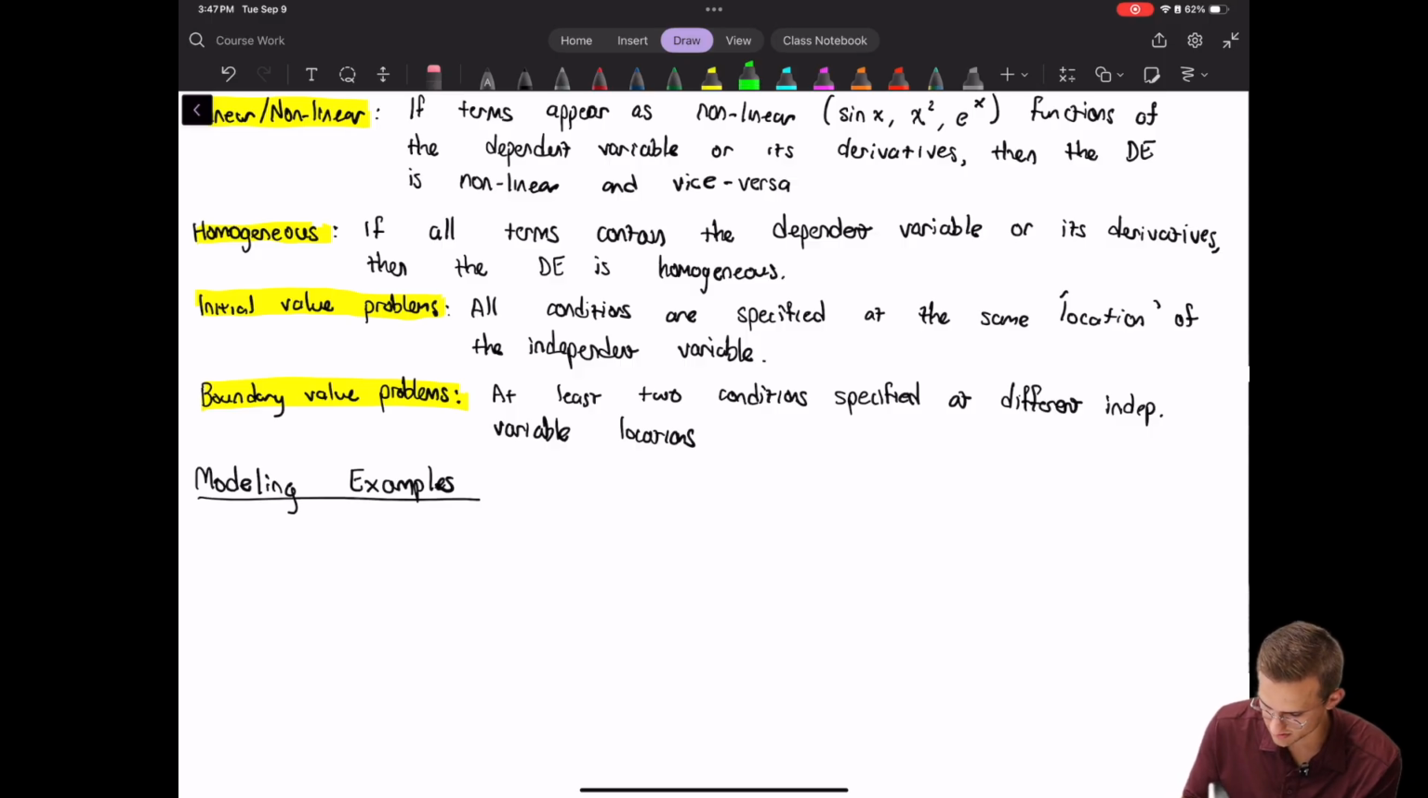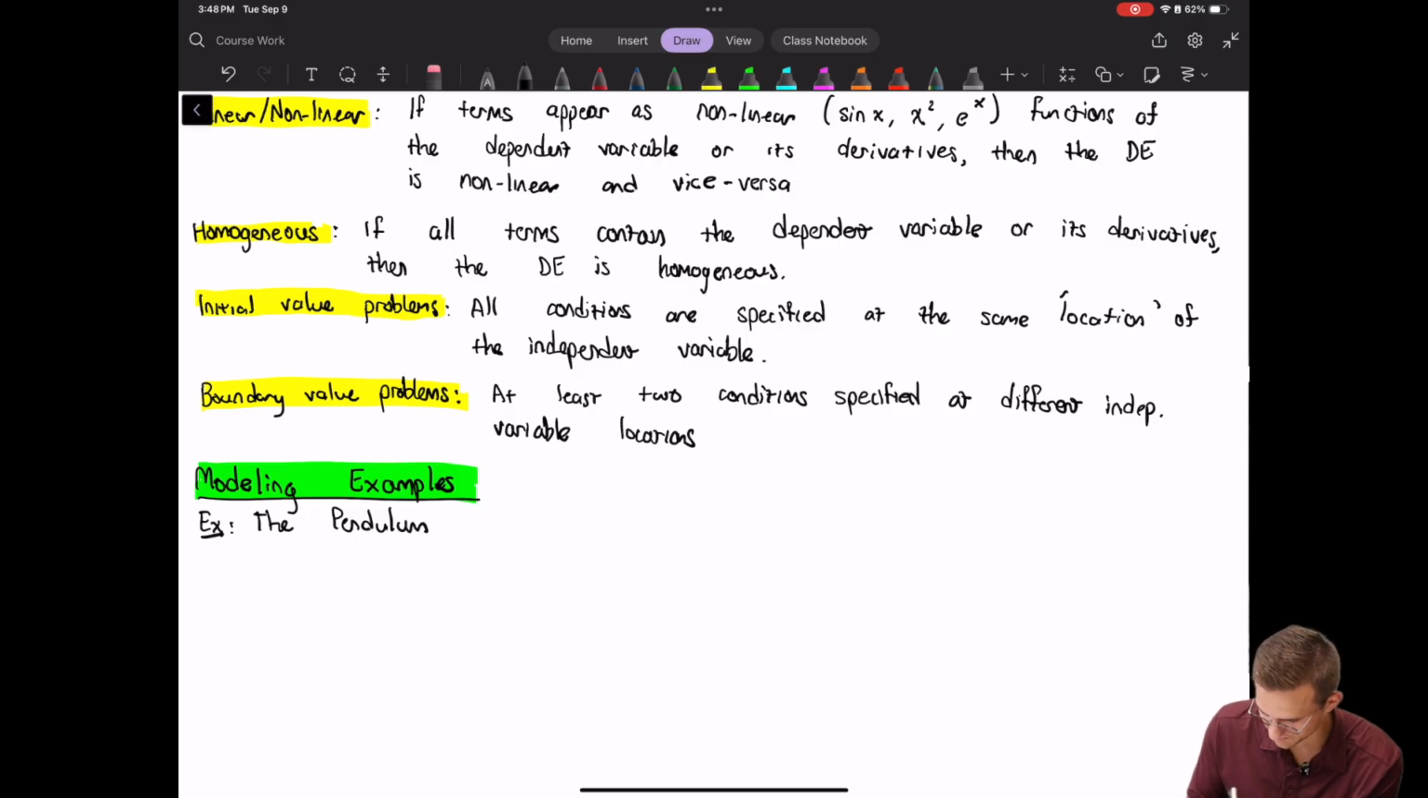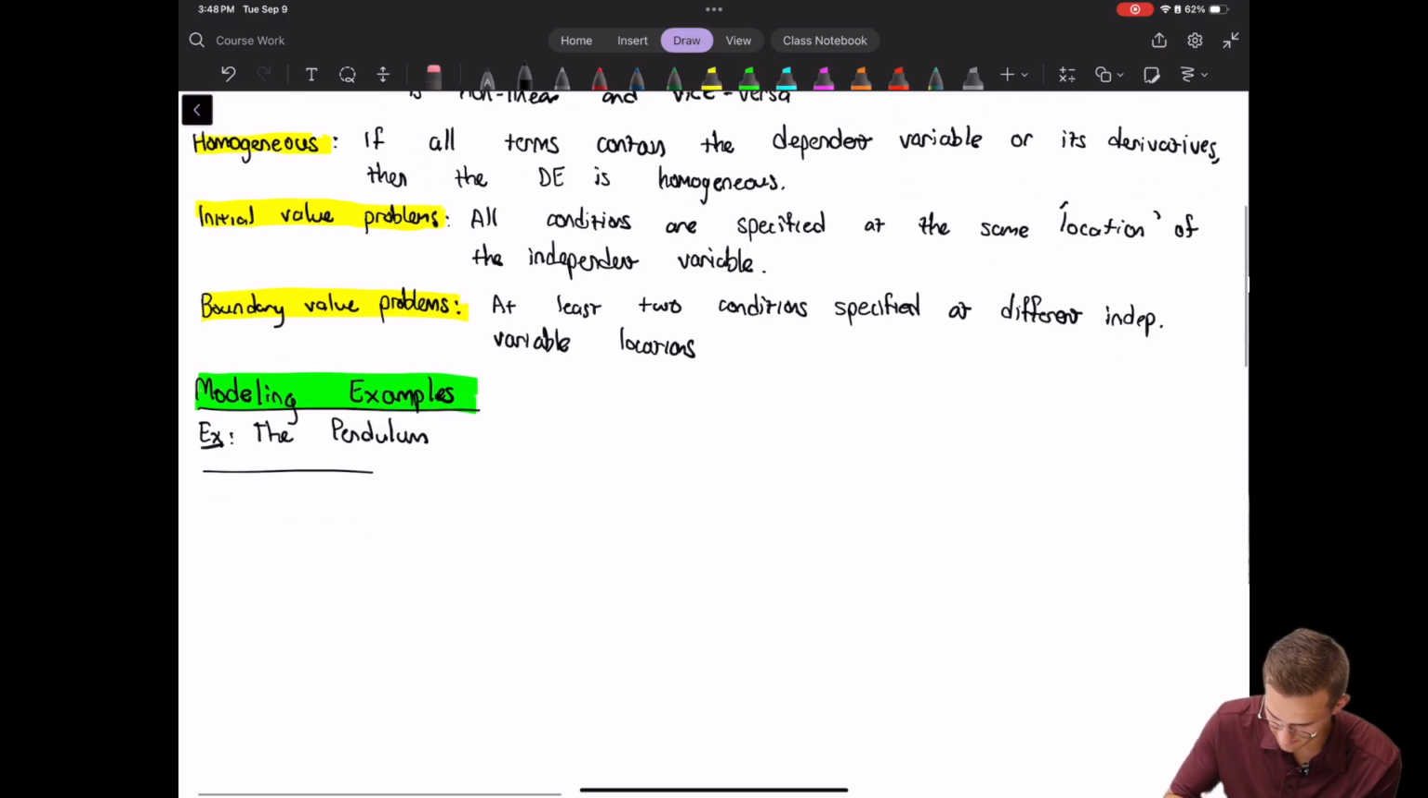And we will start with a classic in physics, which is the pendulum. So say we have a sort of a ceiling here, and then a bob on the end of a string.